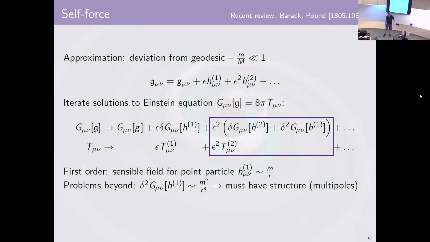What you really need is a set of multipoles that are sitting wherever your small body is. So even if you want to start with a point particle, the back reaction with the metric turns it into a set of multipoles, forces you to go to a set of multipoles.